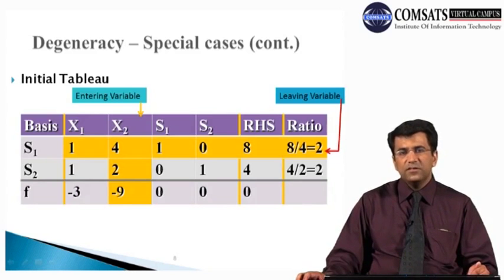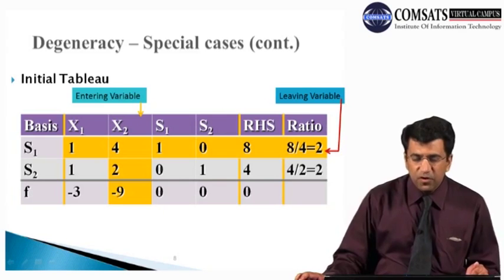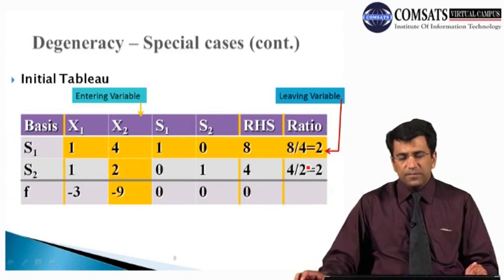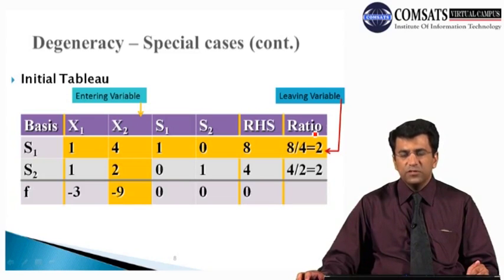Now again class, after finding that initial solution, we'll have to formulate our initial tableau. In the initial tableau we have some basic variables as well as some non-basic variables. In this particular case our basic variables are S1 and S2, and our non-basic variables are X1, X2, S1 and S2, which are written in the uppermost row in this table.